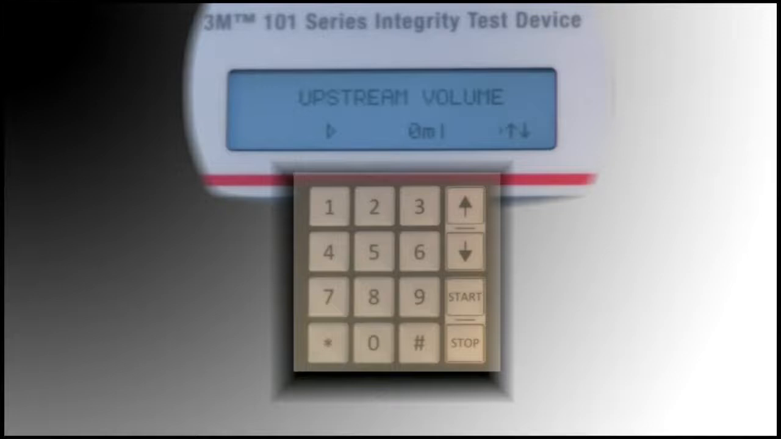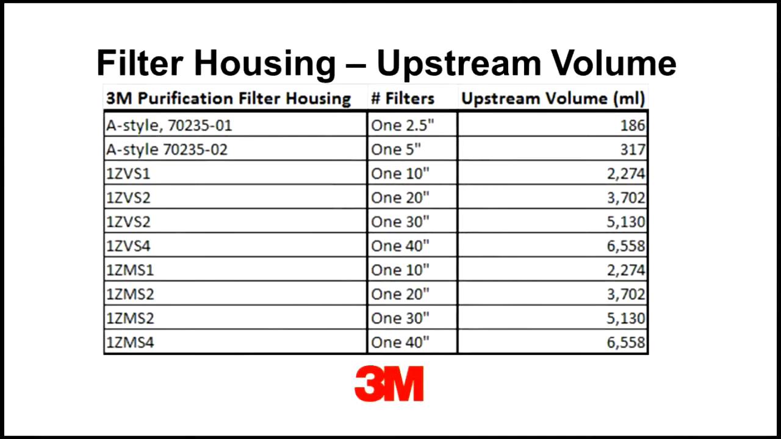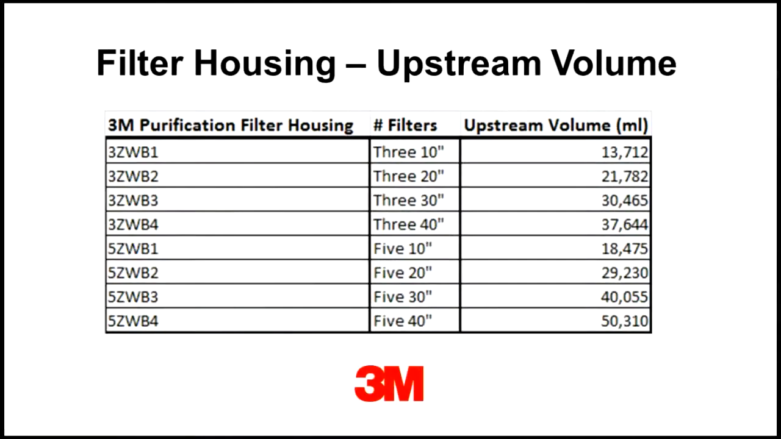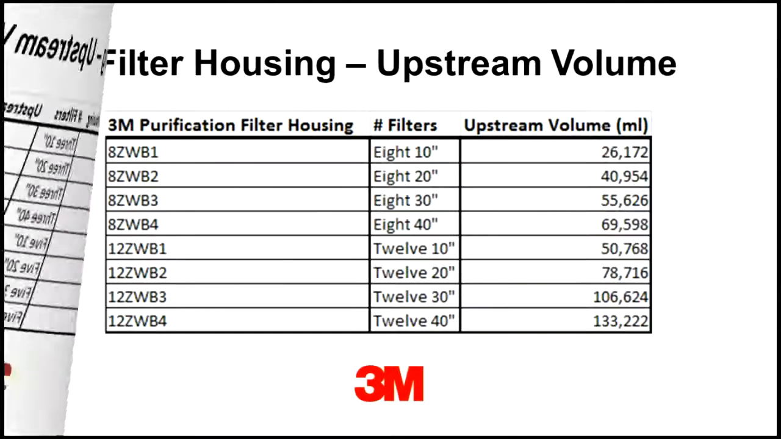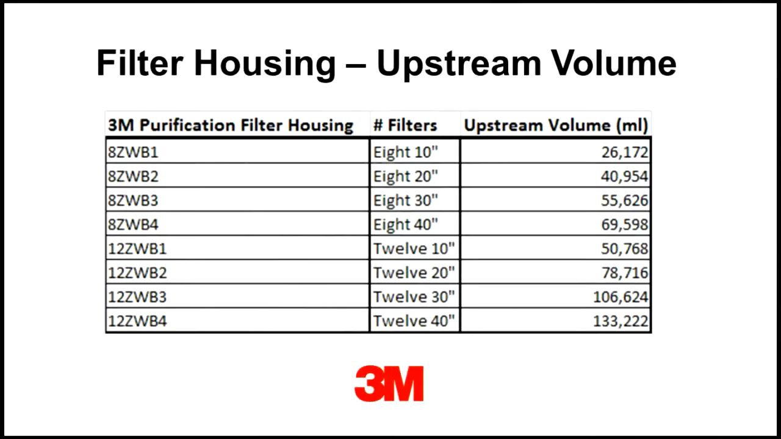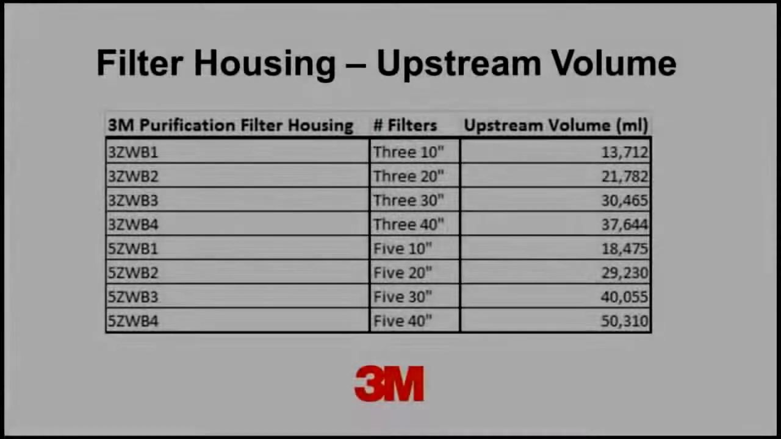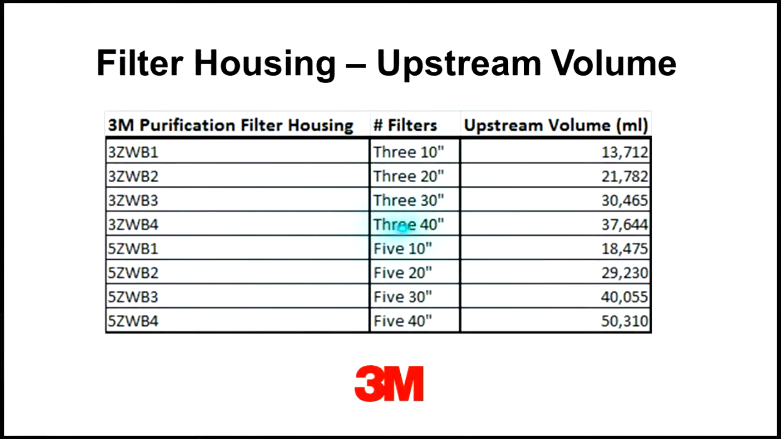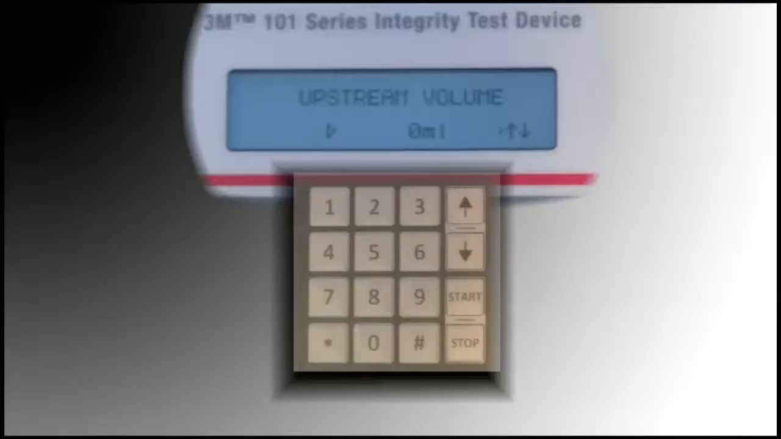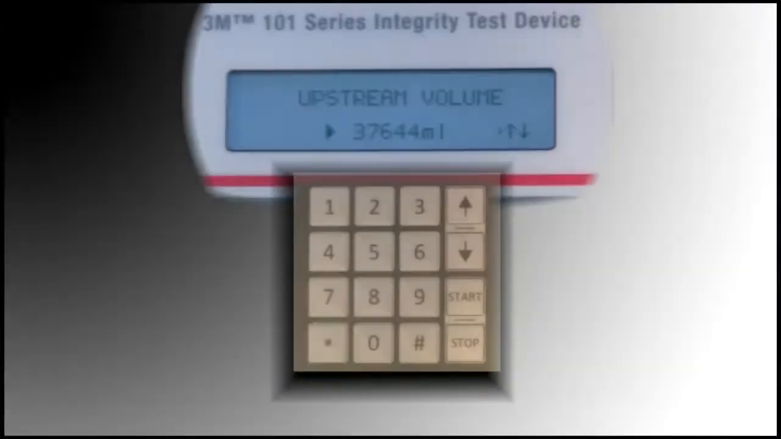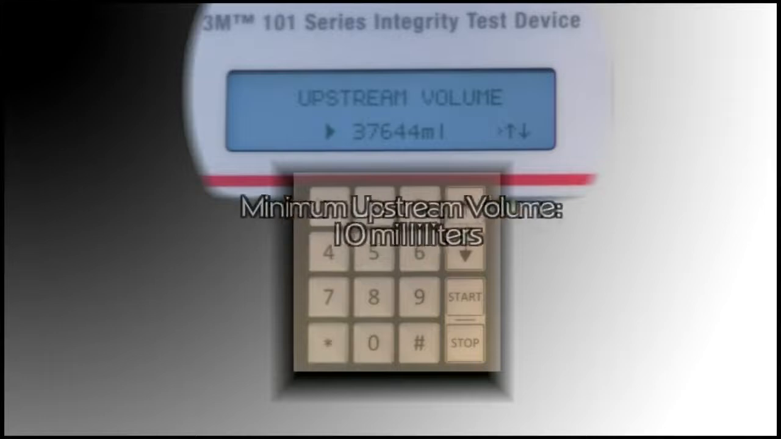This is where the upstream volume of the filter housing must be entered. Simply locate the 3M Purification filter housing ID and the number of filter cartridges tested to identify the upstream volume. If a non-3M Purification filter housing is used, please consult with 3M Purification technical support. Note that the upstream volume entered must be at least 10 milliliters. After the upstream volume is selected, press the up arrow.